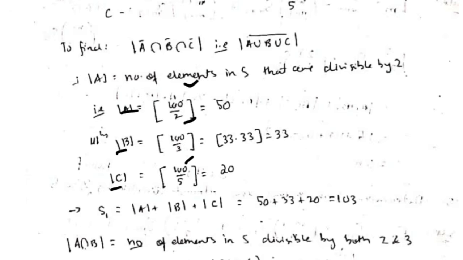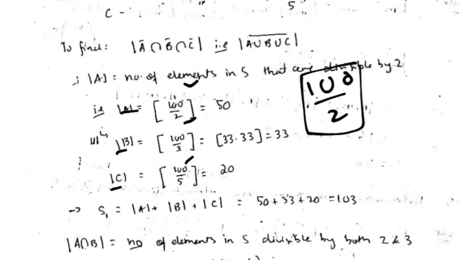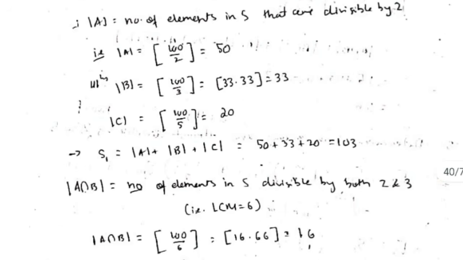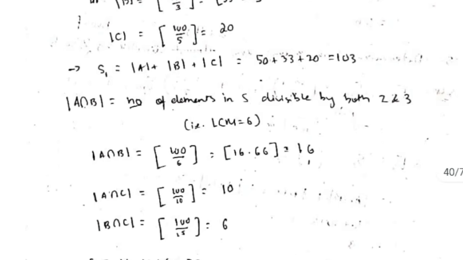For 2 you will divide the total number of elements by 2, then we get the total number of elements divisible by 2, that is 50. If we get a decimal, we will consider the lower number, which in this case is 33. Then for 5 you will get 20. Now what is s1? S1 is the sum of a, b and c which we got here, that is 103.